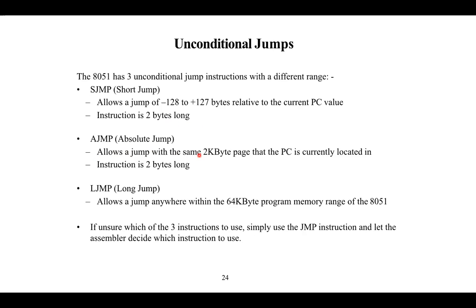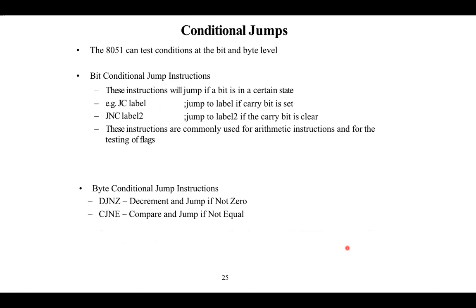AJMP, absolute jump, allows a jump within the same 2 kilobyte page that the PC is currently located in. The instruction is 2 bytes long. LJMP, long jump, allows a jump anywhere within the 64 kilobyte program memory range of the 8051. If unsure which of the three instructions to use, simply use the JMP instruction and let the assembler decide which instruction to use.